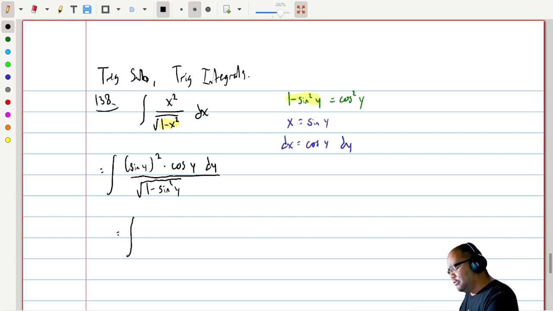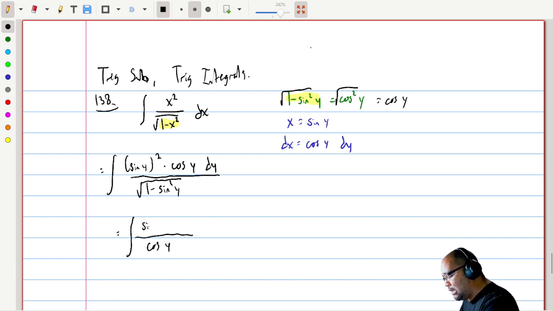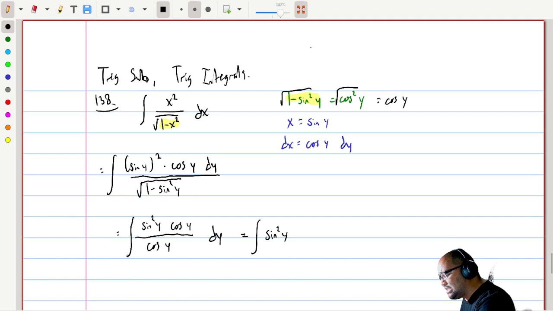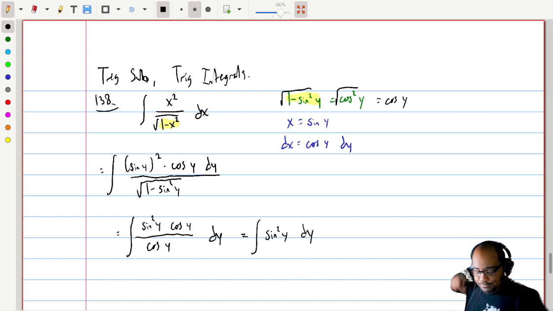So let's do some cleanup here. On the bottom, 1 minus sine squared is cosine squared, the square root of which, okay, is, well, if we ignore absolute values, just cosine of y. So I got a cosine of y down there. On top, sine squared y, cosine of y. And now you see that my cosine of y's will vanish. And I'm now just left integrating sine squared y.